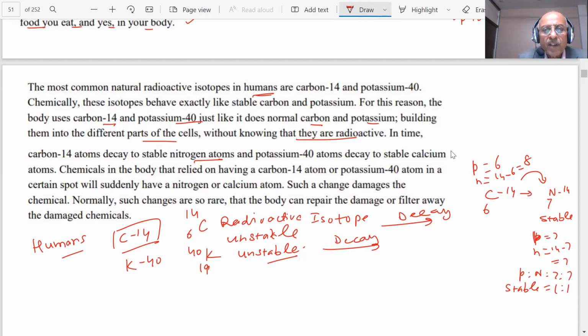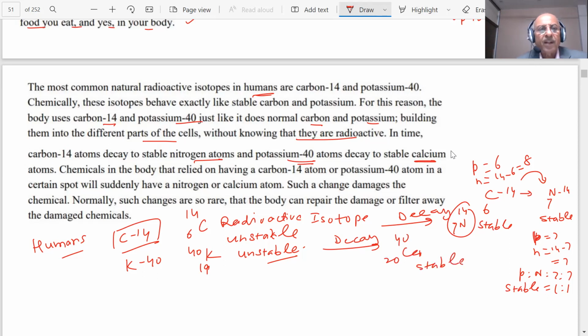So this is one. Then what is happening? Potassium 40 is built into different parts. So carbon 14 decays to stable nitrogen and potassium 40 decays to stable calcium atoms. C 6, 14 is decaying to 7, 14, stable. And this is decaying to calcium 20, 40. This is stable. This is stable.